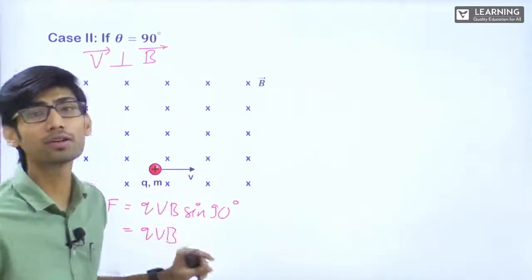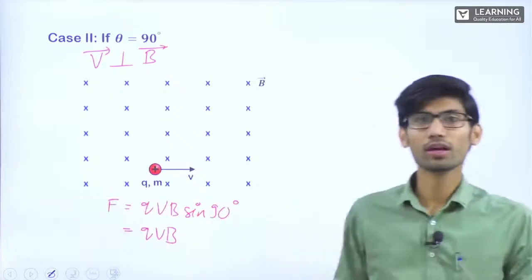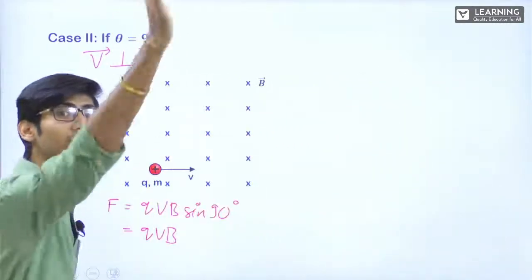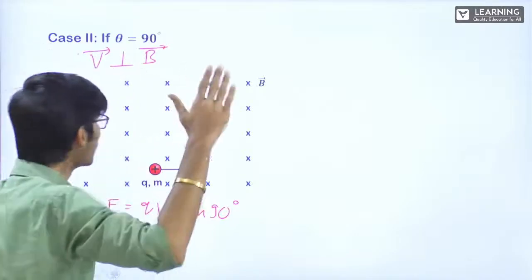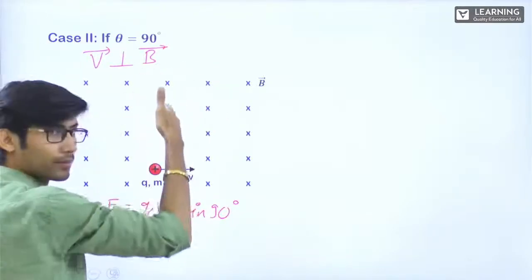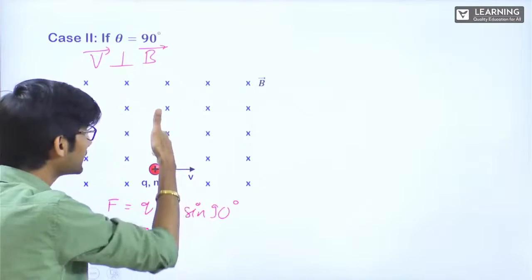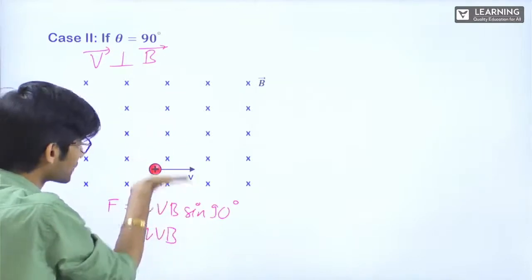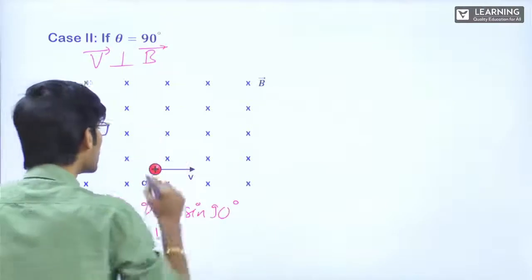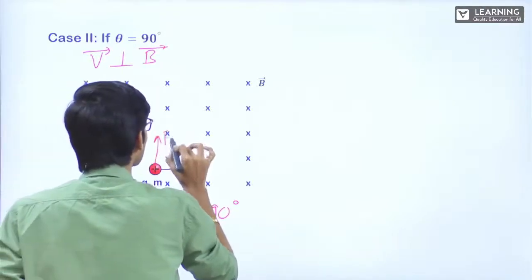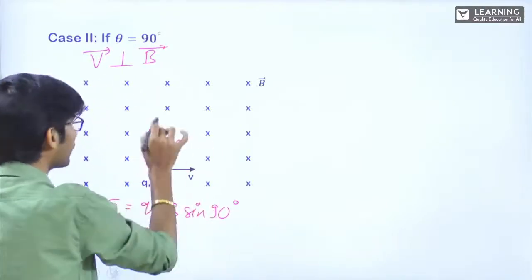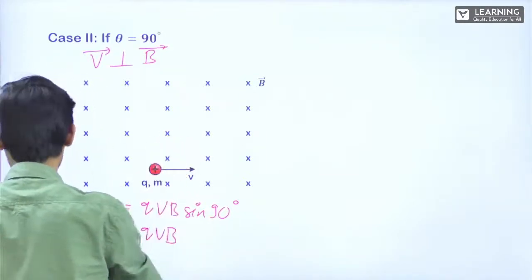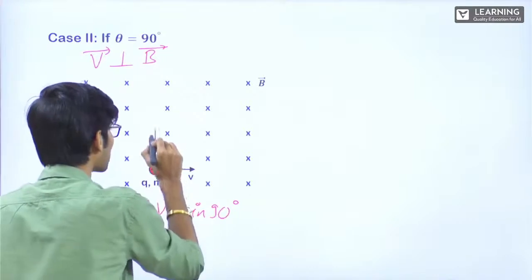What is the direction of force? Right hand palm rule. Remember? To find the direction of magnetic force, keep your fingers in the direction of the magnetic field, that is inside, and thumb in the direction of velocity, that is this, force is upward. So this will be Fm. Fm will be in the upwards direction, perpendicular to velocity.